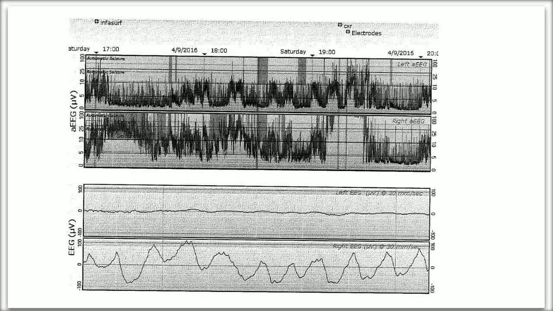There are some little stars and then some words. So there's like a star that says InfoSurf. There's some stars that say chest X-ray and stars that say electrodes. And I'm not sure if that means electrode manipulation or repositioning or what. But let's just go through and kind of talk about the systematic way that we review aEEG.